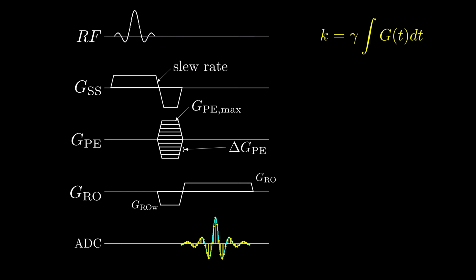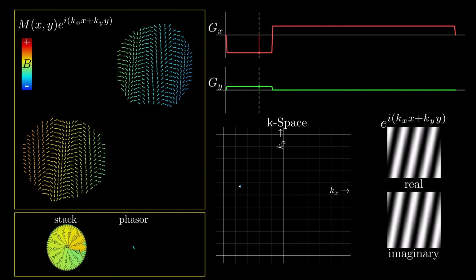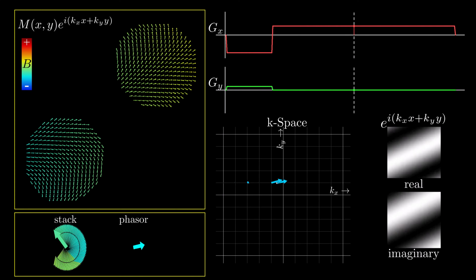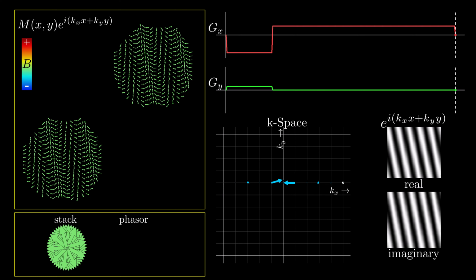The answer is, yes it does matter, because the data is digitized during the readout in the frequency encode direction, not the phase encode direction. So consider the following scenarios. Here I acquire my data during a relatively mild frequency encode gradient, so we just casually take our time filling in the k-space phasors here.